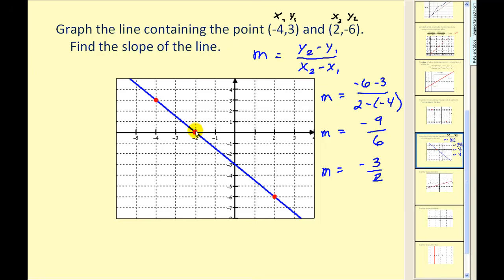And of course I can keep doing that. If I go down 3 and right 2, I'm still on that line. And in fact, if I was to use the form here that's not simplified, if I started at this point and went down 9 units and over 6 units, I'd still be on that line.